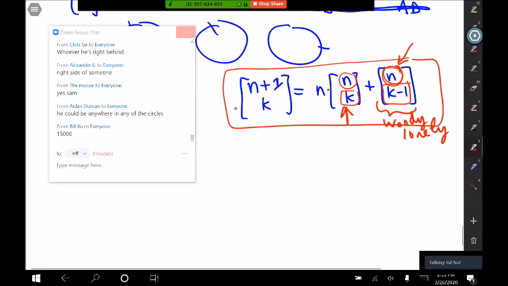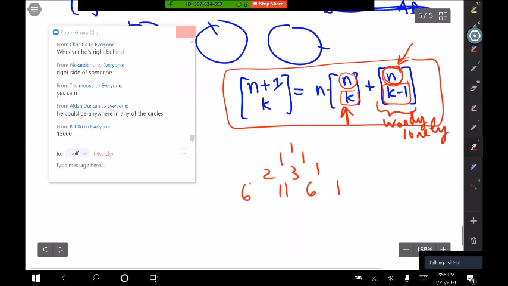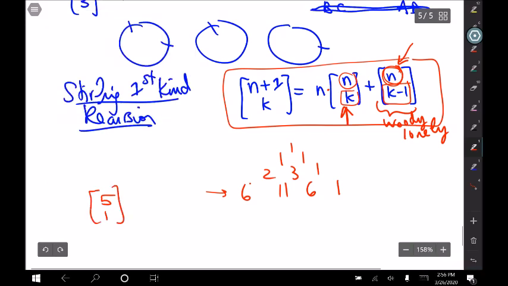For instance, 1, 1, 1, 2, 3, 1. We already did this one. 6, 11. What is 6, 1? Let's do the next row based on the fourth row. If you have 5 objects, how many ways can you place them into a single cycle? I need the very first number here because recursion doesn't tell me about that.